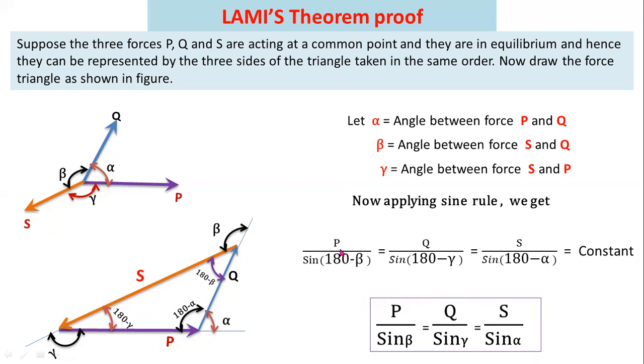Now from this equation, we already know that sine of 180 minus beta equals sine beta, sine of 180 minus gamma equals sine gamma, and sine of 180 minus alpha equals sine alpha. This is the final equation. So this is Lami's theorem equation. This Lami's equation is used to determine the unknown forces. This theorem is applicable for three concurrent forces only.